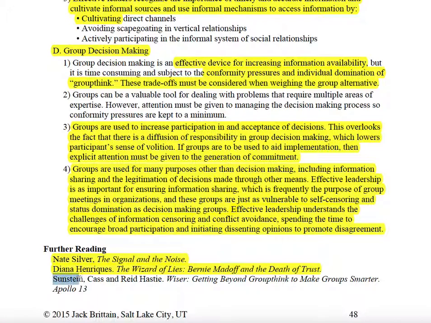We had a reading from Sunstein and Hastie on groups, and they have a book out. It's actually nicely affordable. I think it's about $25 from the Harvard Business Review Press, and the whole focus of the book is how to get beyond groupthink and make your group smarter.